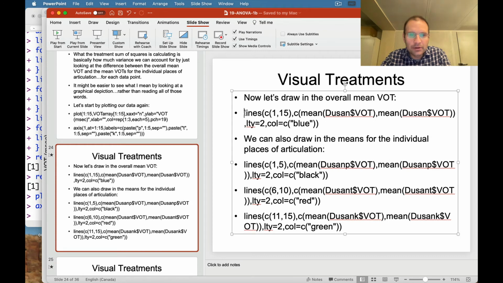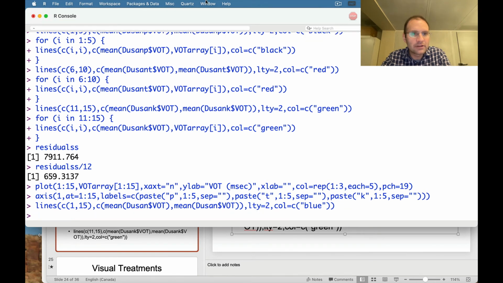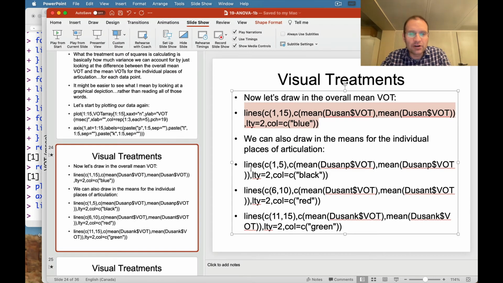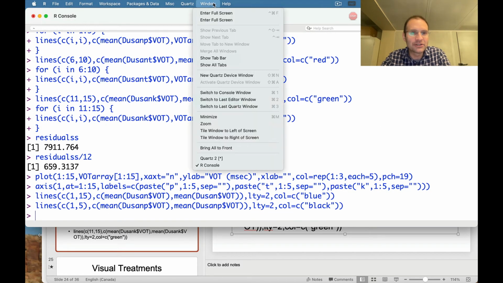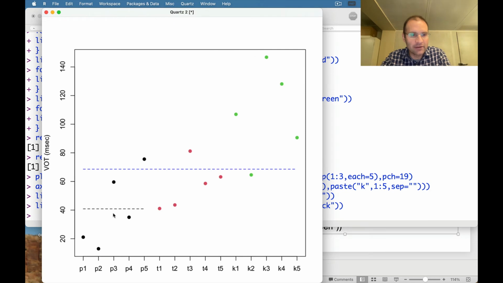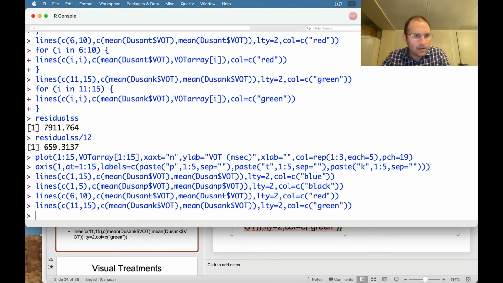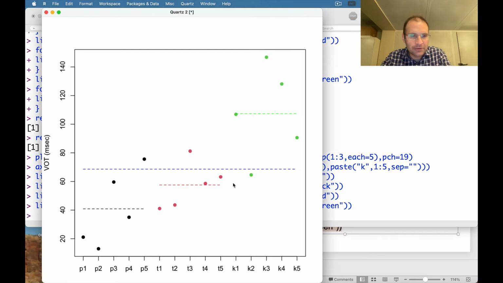And what I want to do is draw in a line for the overall mean VOT, which we've seen before, this blue line at 68.6. But I'm also going to draw on lines for the means of the individual places of articulation. So we've seen these before as well, but just not on the same graph. So I've got the mean value of P's VOT and the mean value of T and the mean value of K. And I'll show it to you on the same graph because the whole point of this is to take a look at it. But we've got our individual places of articulation means and the overall mean here.